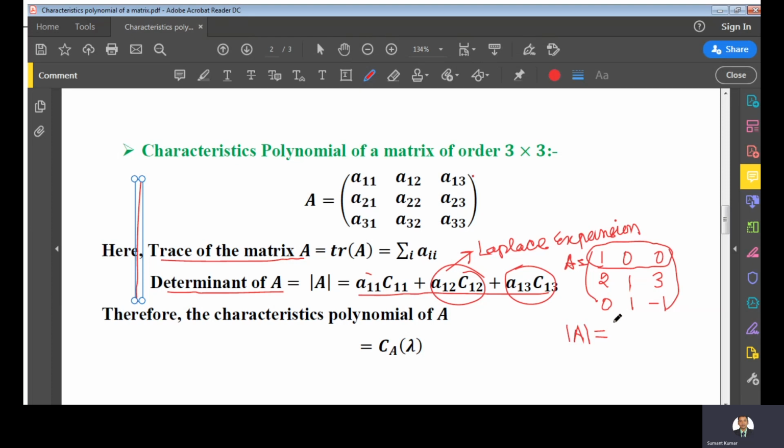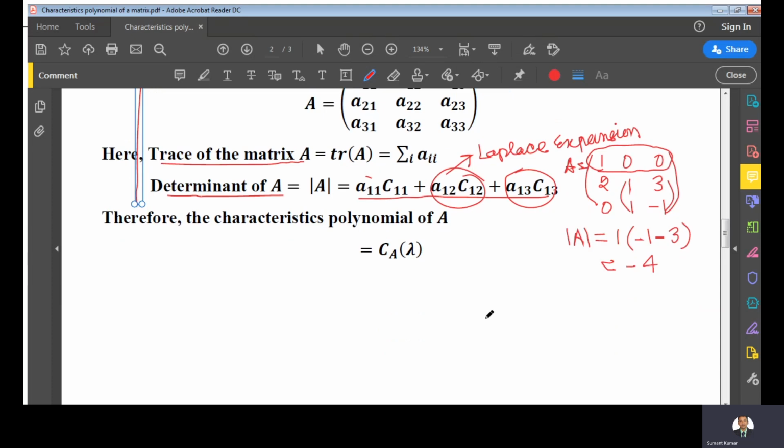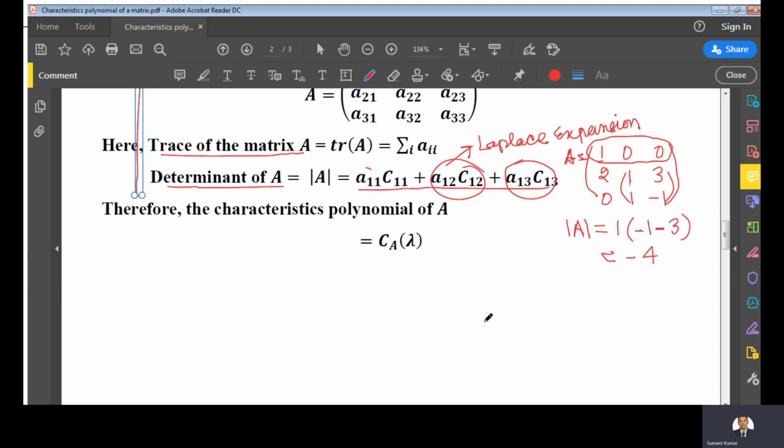So definitely it will be 1, and the cofactor is nothing but this, that means minus 1 and minus 3, correct? So what will happen? Minus 4 is the determinant. So it is very easy to find the determinant, right? Now the question is, what will be the characteristic polynomial in this case? Definitely the polynomial will have degree 3, right? Because we are considering a 3 by 3 matrix.